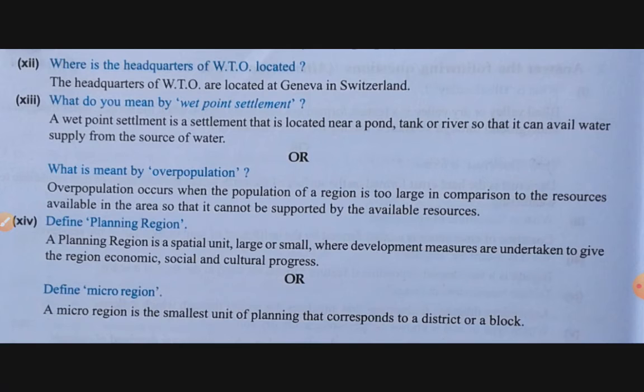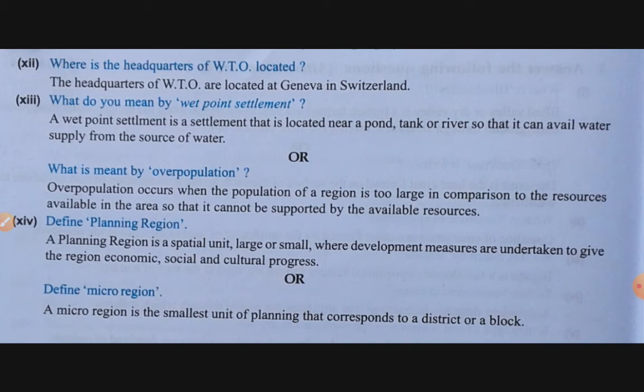Okay. The next number 12 question. Where is the headquarters of WTO located? The headquarters of WTO are located in Geneva in Switzerland. What do you mean by wet point settlement? A wet point settlement is a settlement that is located near a pond, tanks or the rivers so that it can avail water supply from the source of water.